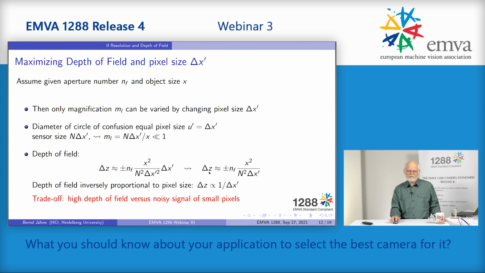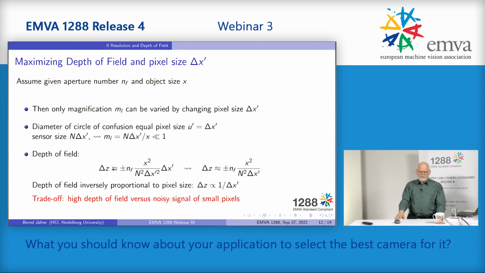here on the last slide: if we keep the object size, keep the aperture number, and keep the resolution n, then if the pixels get smaller, we get a larger depth of field. That might be an observation everybody has already seen, at least those who take pictures with their mobile phone, which has very small image sensors, typically in the order of a micrometer only. Or if you take a high-end SLR camera with much larger pixels, then the depth of field with these large pixels is much smaller. The reason is simply that we capture the same object, but with very small pixels we get a very large depth of field, and vice versa.